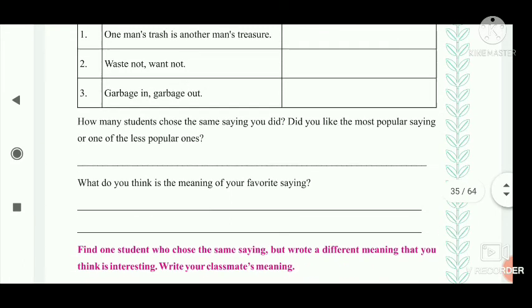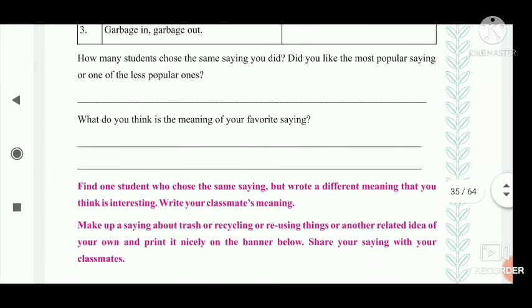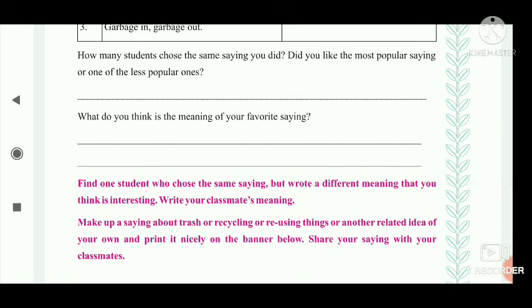You can complete this. Okay, so find out one student who chose the same saying but wrote a different meaning that you think is interesting. Write your classmate's meaning, make up a saying about the trash or recycling or reusing thing or another related idea of your own, and print it nicely on the banner below. Share your saying with your classmate.